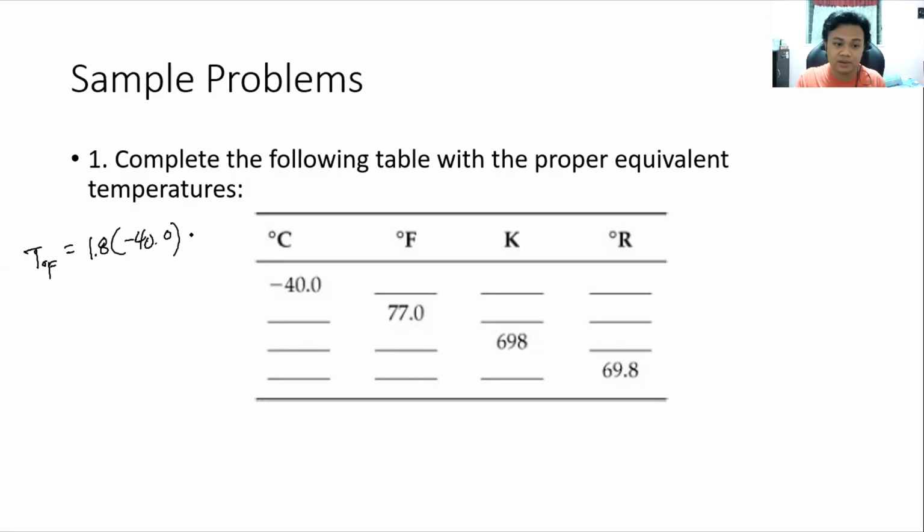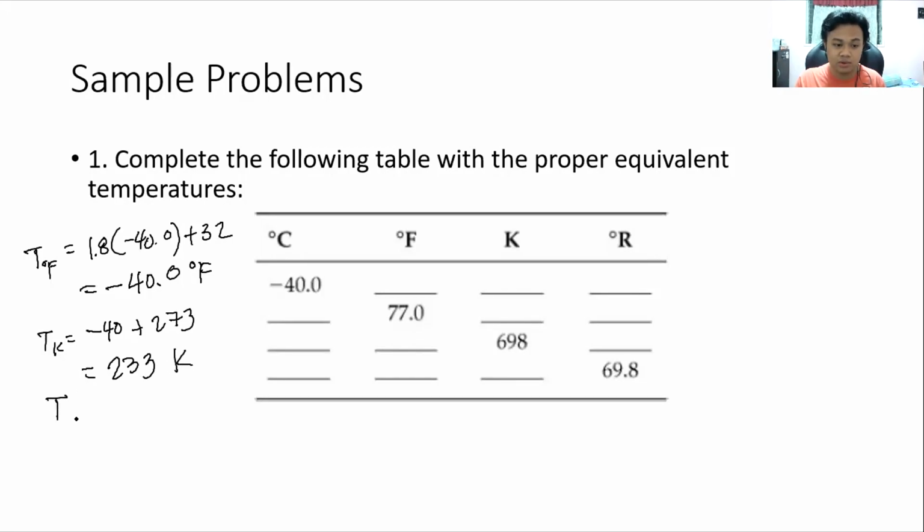1.8, then add 32. Okay, and then the answer is actually negative 40, also degrees Fahrenheit. Then as trivia, this is the only value at which degrees Celsius and degrees Fahrenheit are equal. If you want to convert it to Kelvin, you just have to add 273 to it. So negative 40 plus 273, the answer is 233 Kelvin.